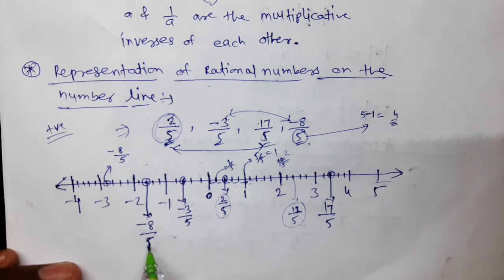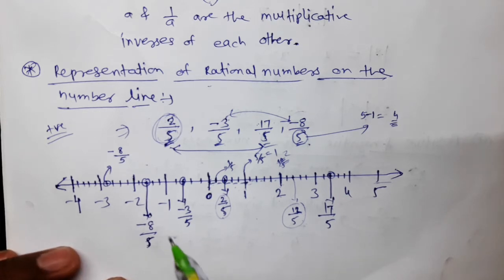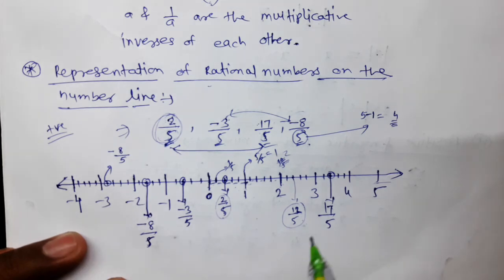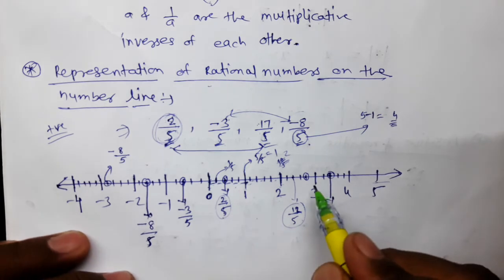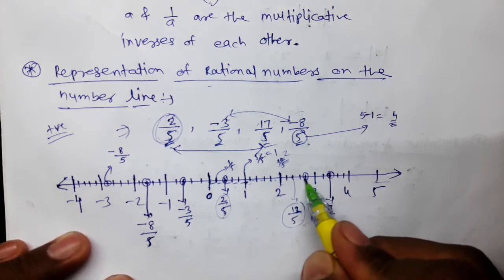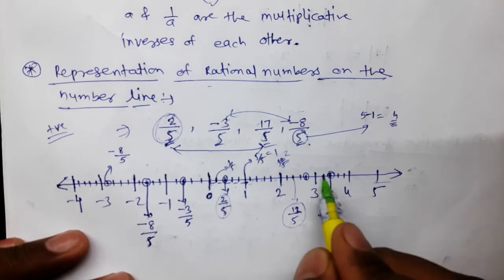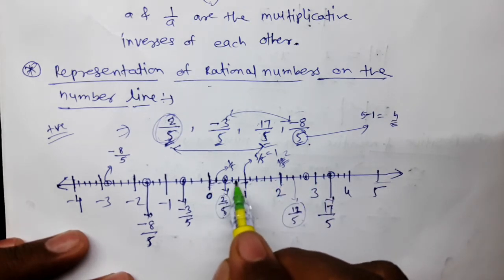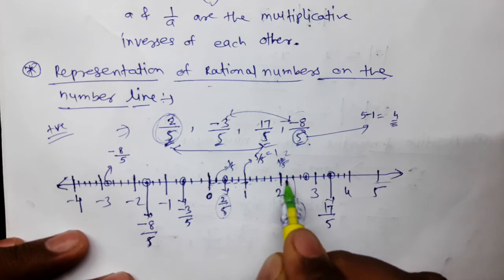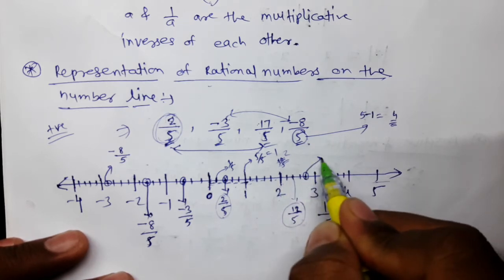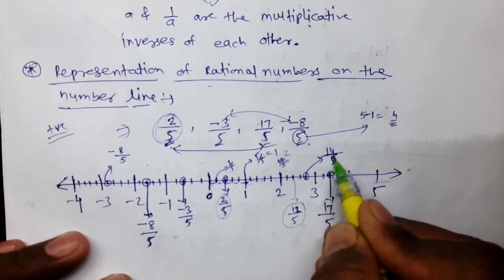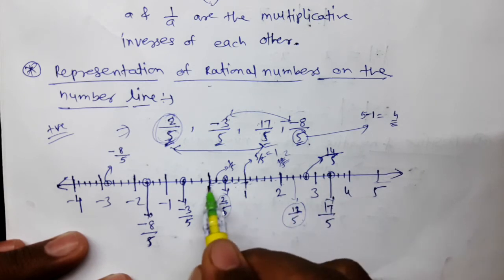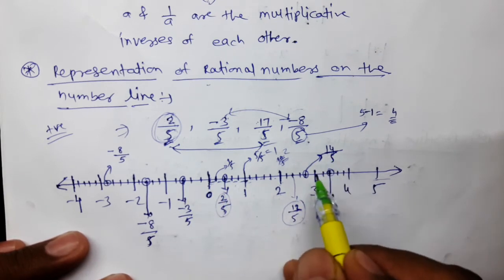Minus 8 upon 5. Now suppose we have a question: find the number which is at this point. So we have to count from 0 to this number. 1, 2, 3, 4, 5, 6, 7, 8, 9, 10, 11, 12, 13, 14. So that number is 14 upon 5. There are 5 equal parts, so we take the denominator as 5, and it is on the right-hand side of 0, so this number will be a positive number.